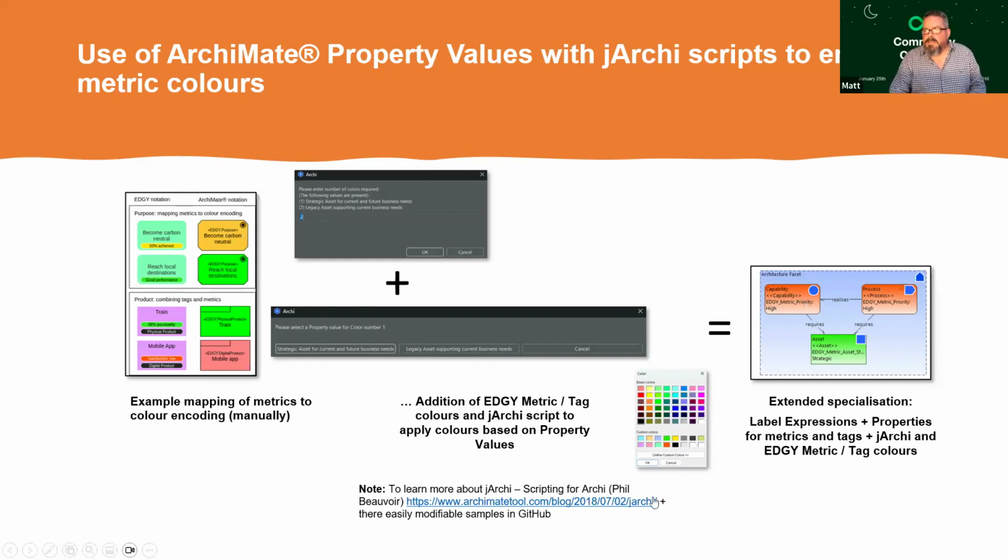And you can see here, I can run a script against a view in ArchiMate. I can select the properties that are available or are used in elements in that view. There might be multiple properties, so I can choose that, and then I'm prompted with colors that I can select for. You can see down the bottom, those colors are the EDGY colors. So, bad, good, in between, or however you want to put it. So now I've got the ability to actually display a heat map kind of color coding within the ArchiMate view.